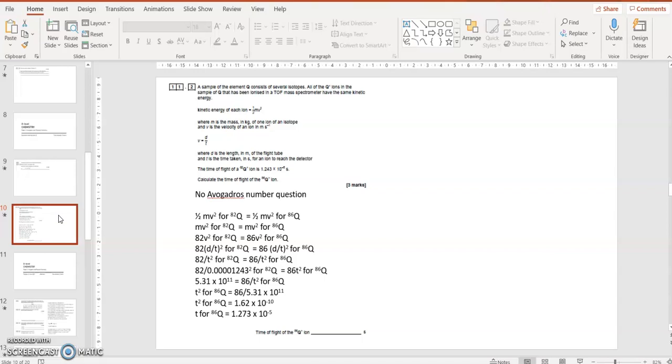It'll still work out. v squared is d over t squared. The d is the length of the tube, t is the time of flight for that particular particle. But the length of the tube isn't changing, so I've cancelled d on each side. And I'm left with 82 divided by t squared for the 82 particle equals 86 divided by t squared for the 86 particle. I'm given the time of flight for the 82 particle, so I'll plug that in. And then I've rearranged the equation, got t squared for 86Q, and I've square rooted it, and so the time of flight for the 86Q is 1.27 times 10 to the minus 5.